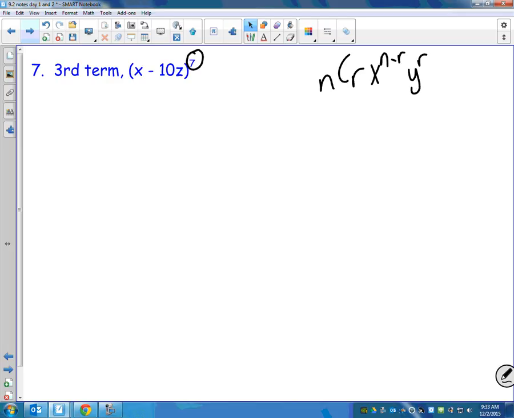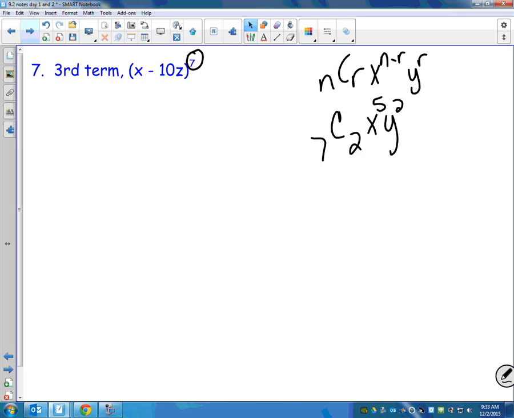Only 7. If we have the 3rd term, what should r be? 2. Which means now we can work that out. That's y squared. And remember that if you have the formula, it's just n minus r. So 7 minus 2 means that the x has to be 5. Because it's always 1 less than the term that we're on. So whatever the term is, if you subtract 1, and that's because the y starts with y to the 0. That's why that works.